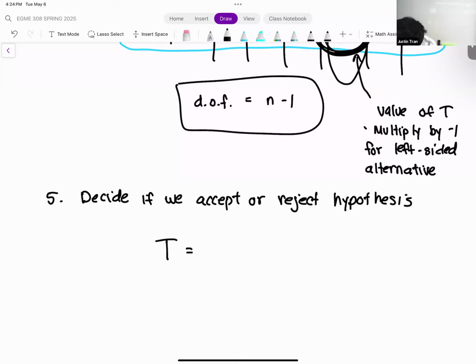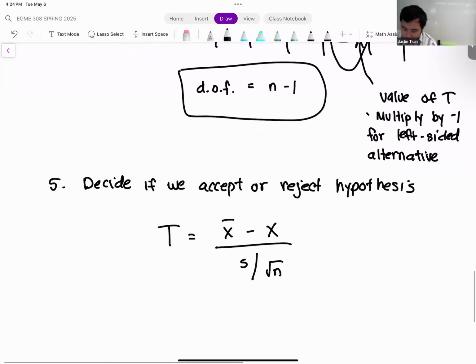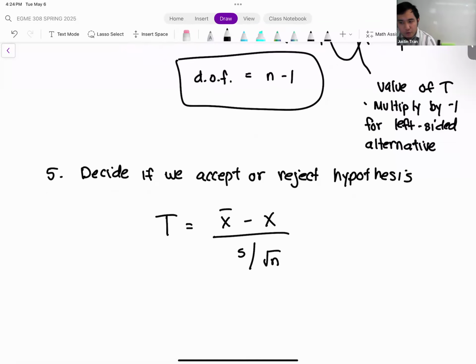So we have t is equal to x bar minus x divided by s divided by square root of n. Okay. So this equation is not changing. The only thing that's going to be changing is how we interpret or how we use this formula. Okay. So this is the main formula that we're going to use to accept or reject. And let me label everything in this formula here. So this t value here, this is what you're going to look up from the table.